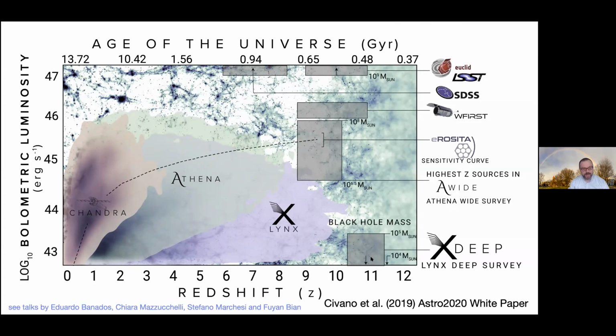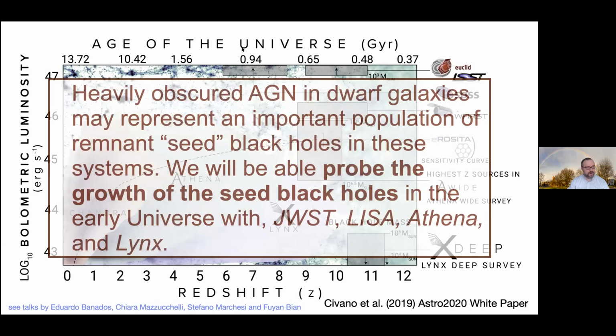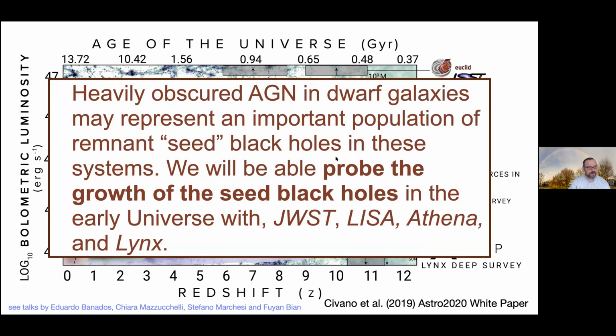And also it's important to point out that at these redshifts, even in soft X-rays, you're probing very high energy X-rays that are very penetrating. So I think a lot of this growth will be obscured, but the X-rays can help with that. And so the takeaway from this last point is that heavily obscured AGN in dwarf galaxies may be an important population of these seed black holes, and using Athena, Lynx, LISA, and also JWST, which is critical for identifying the host galaxy or identifying infrared signatures, we can probe the growth of seed black holes even if they are heavily obscured.